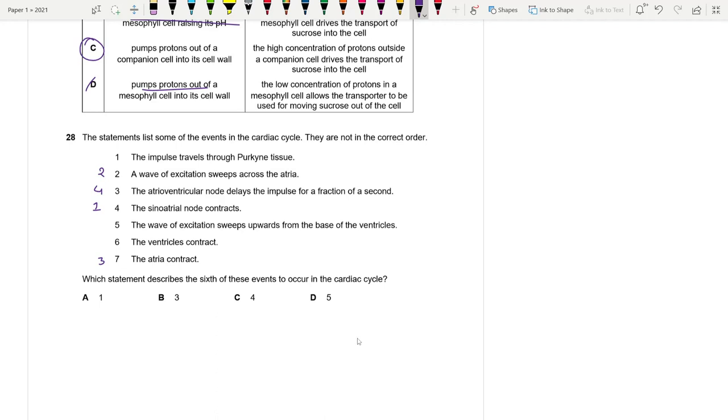Understood? Then the impulses will travel through the Purkinje tissue. Then it sweeps upwards from the base of the ventricles, and at last the ventricles will contract. So which one occurs? Which is the sixth to occur? That should actually be 5D.